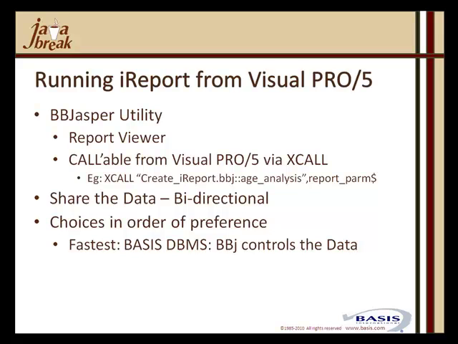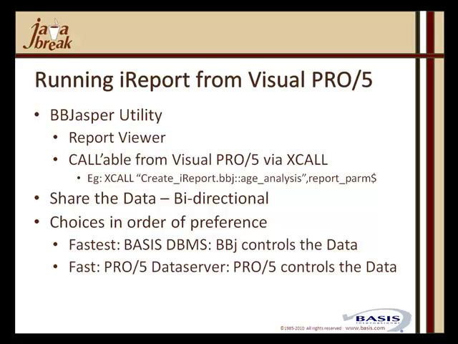BBJ is a multi-threaded implementation versus Pro 5 Data Server, which is a multi-processor implementation. So BBJ's implementation consumes far less resource and becomes very much more efficient, especially as the user count grows. But still a fast way to access the data might be to use the Pro 5 Data Server, where Pro 5 controls the data, and BBJ can talk to the Pro 5 Data Server to gain access to that data.